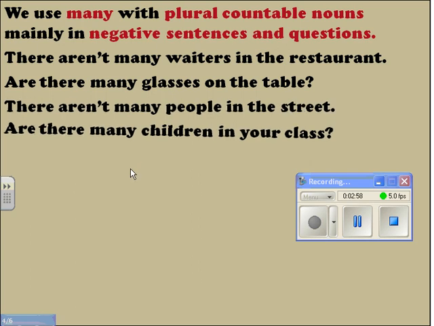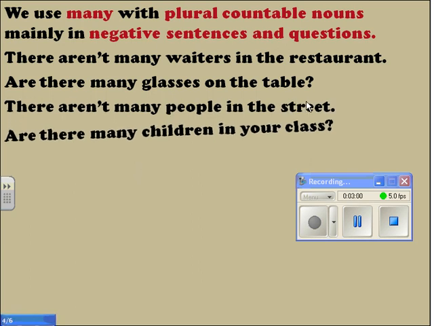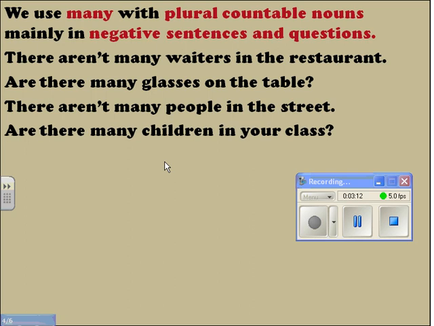There aren't many people in the street. Can you count the people in the street? Of course, yes. So we'll use with it many. Are there many children in your class? Can you count the children in your class? Of course, yes. So we'll use with it many.